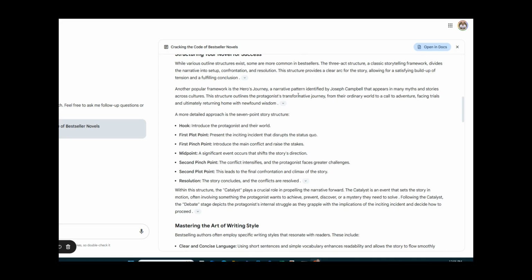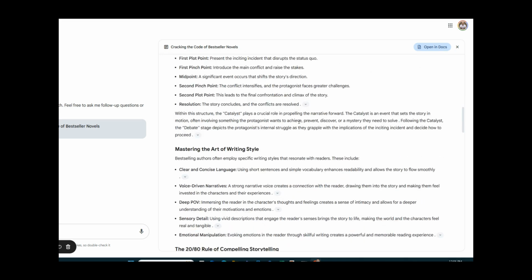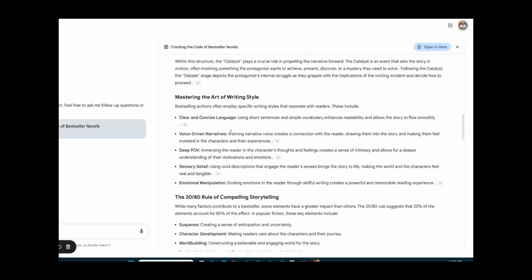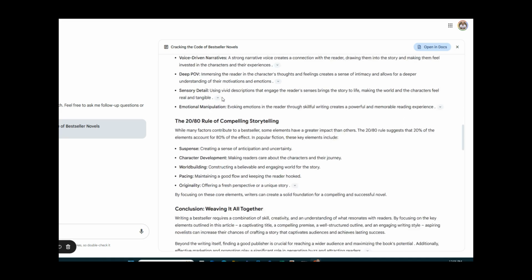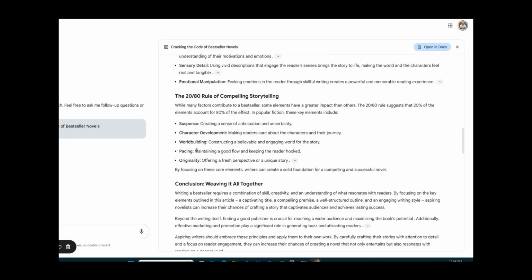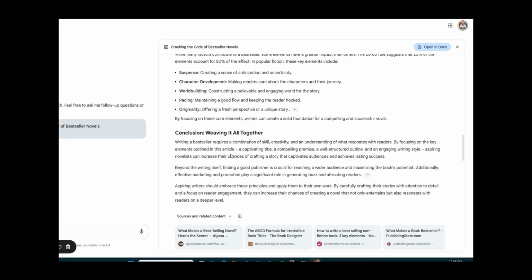Here we have the hero's journey, the three-act structure, and the seven-point story structure, where there's a hook, first plot point, first pinch point, which is where we introduce the main conflict and raise the stakes, midpoint, second pinch point, second plot point, resolution. The catalyst plays a crucial role. Mastering writing style, deep POV, emotional manipulation to get readers to feel something. Voice-driven narratives, suspense, character development, world building, pacing, originality, weaving it all together.